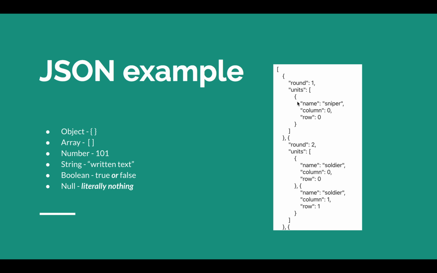Inside of the units array, there's more objects, and each of those objects is an actual unit. You can see it has the properties name, column, and row, where name is a string and column and row are zeros. And you can see on this first round that there is exactly one unit in the array, but in the second round there's exactly two.